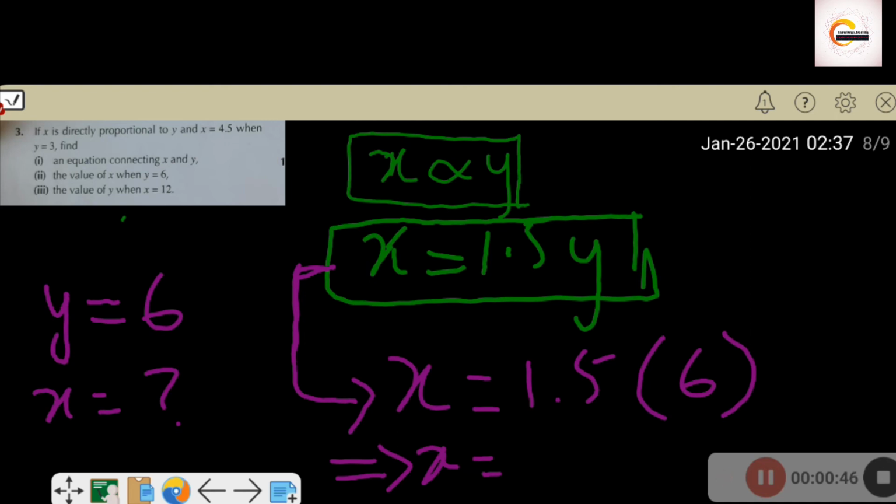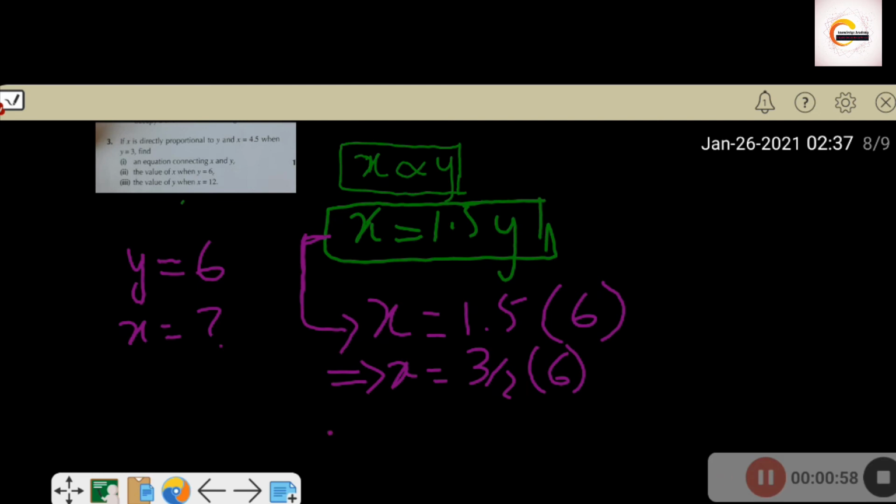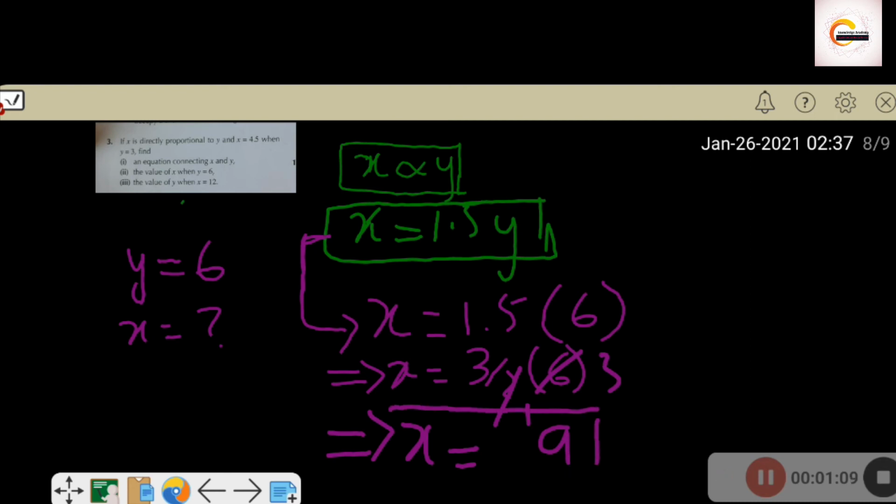it's better to write everything in the form of a fraction so that the answer can be solved quickly. So 3 times 1 are 3, 3 twos are 6, and 3 threes are 9. So x is 9.